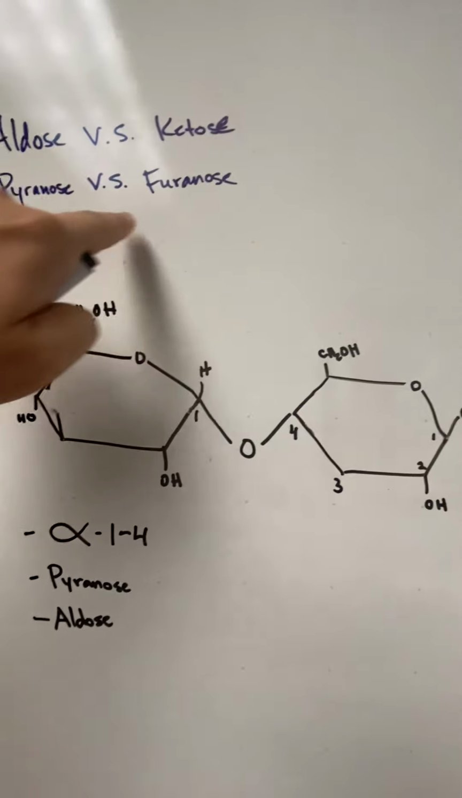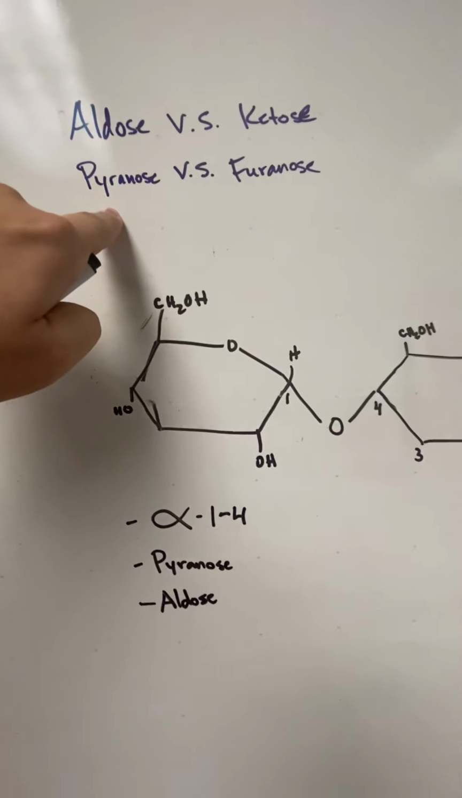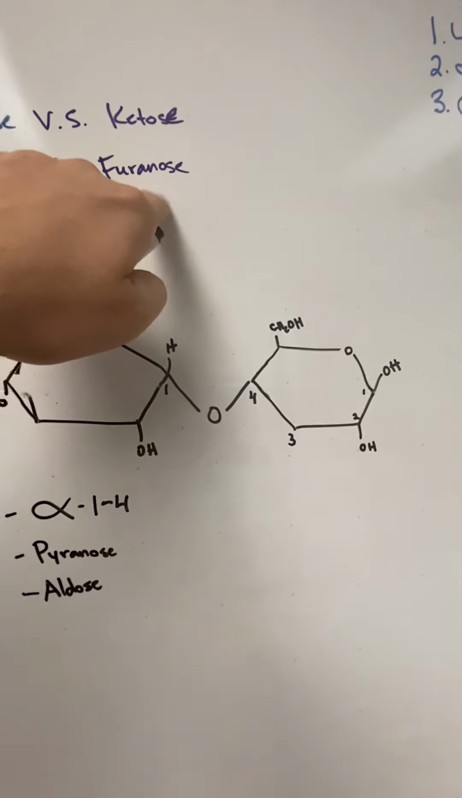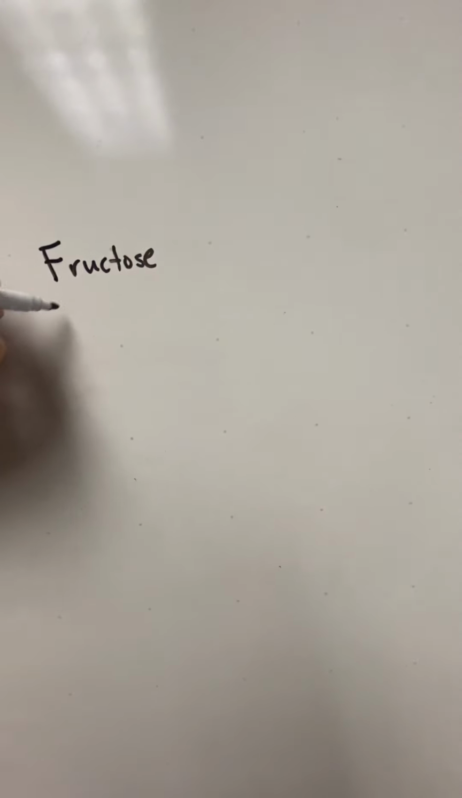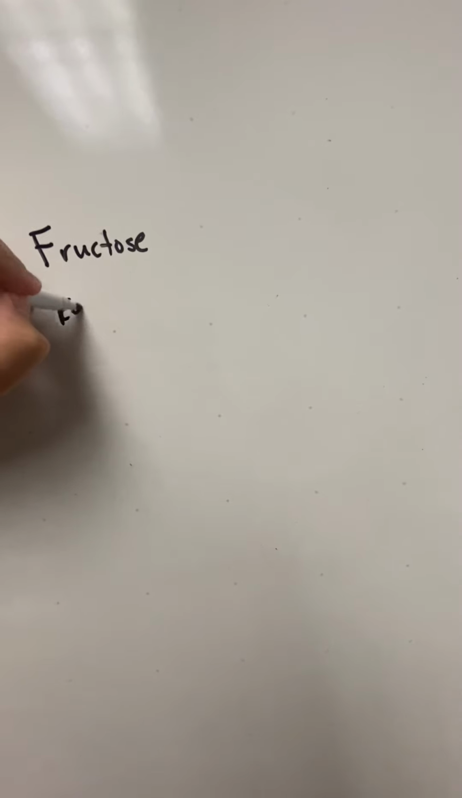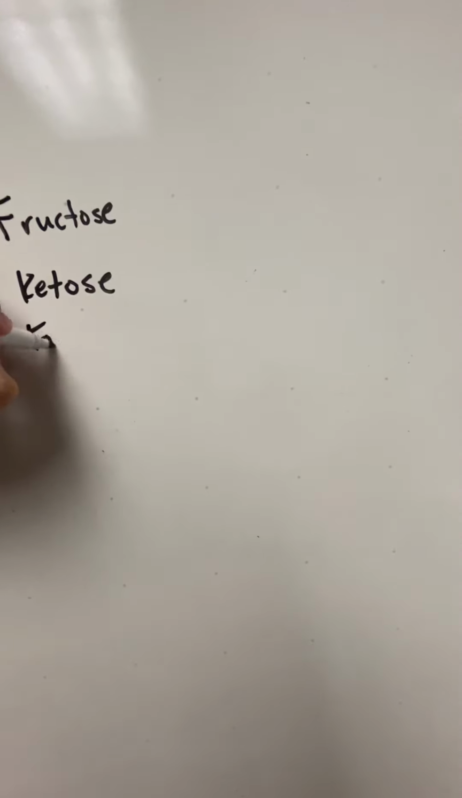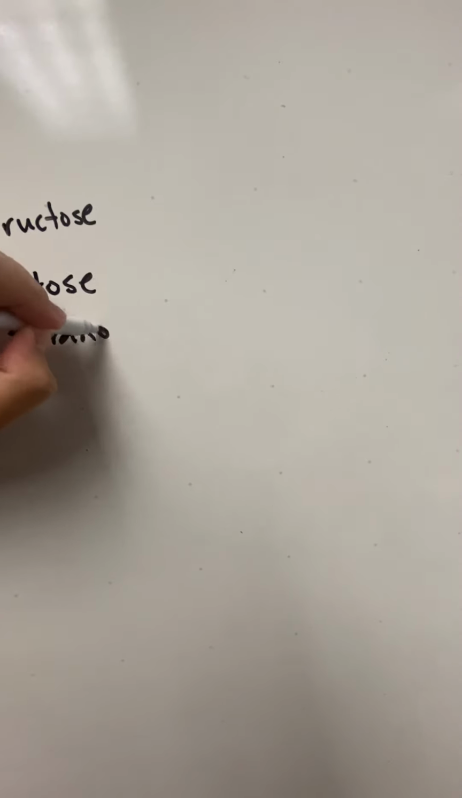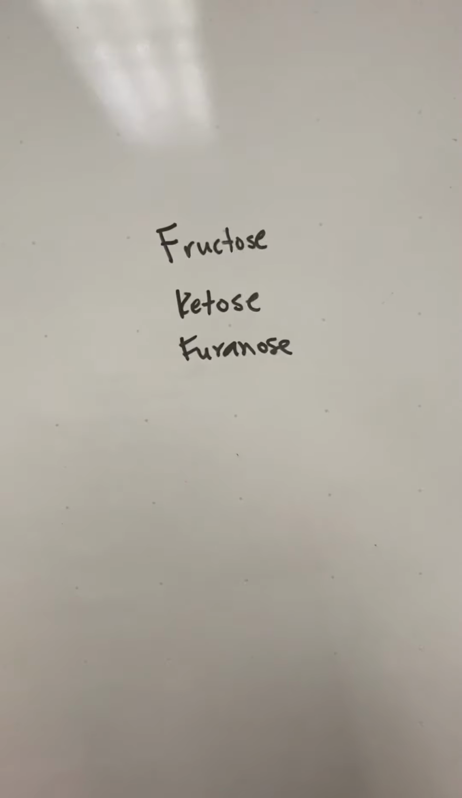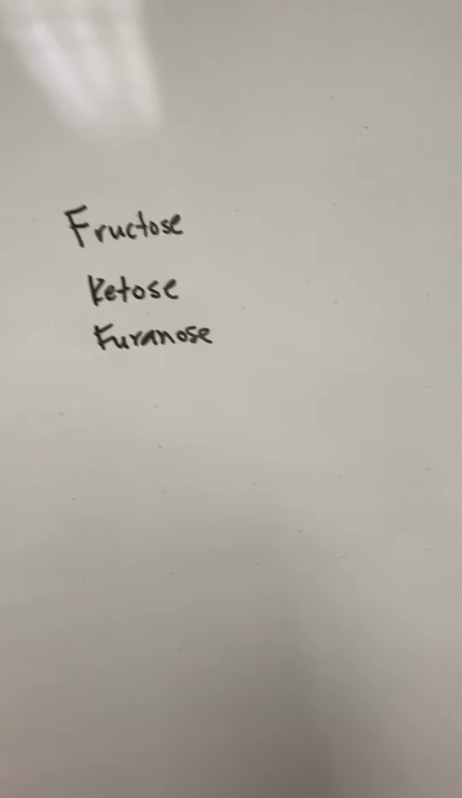Pyranose versus furanose. Pyranose is a 6-ring carbon, and furanose is a 5. So something to remember about furanose is you can just remember the F for fructose. It has a ketose in it, and it also is a furanose. And it's like the only one that had those 3 things in it. So that's pretty much this video.